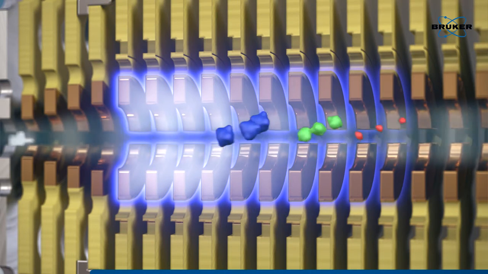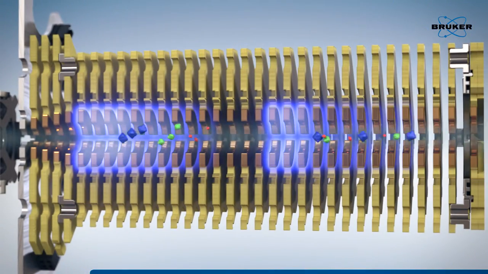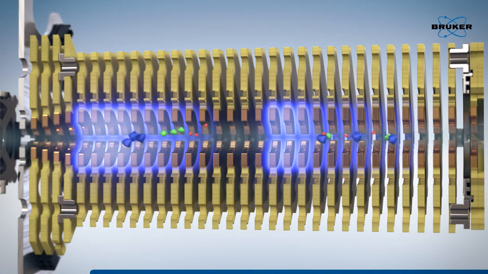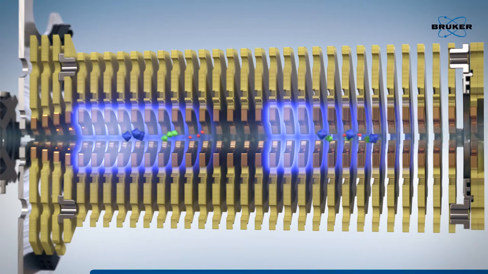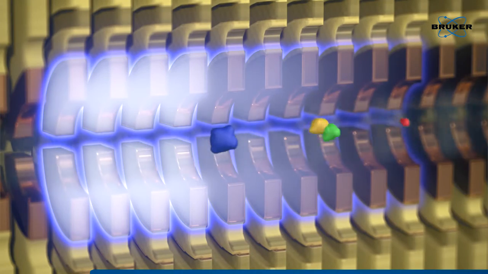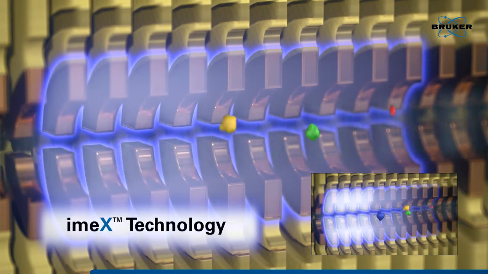While the ion mobility separation takes place in the second section of the TIMS tunnel, new ions are collected in the first section. This increases the overall duty cycle by up to 100%. If a first scan reveals unresolved or overlapping peaks, the area of interest can be magnified in the TIMS tunnel.